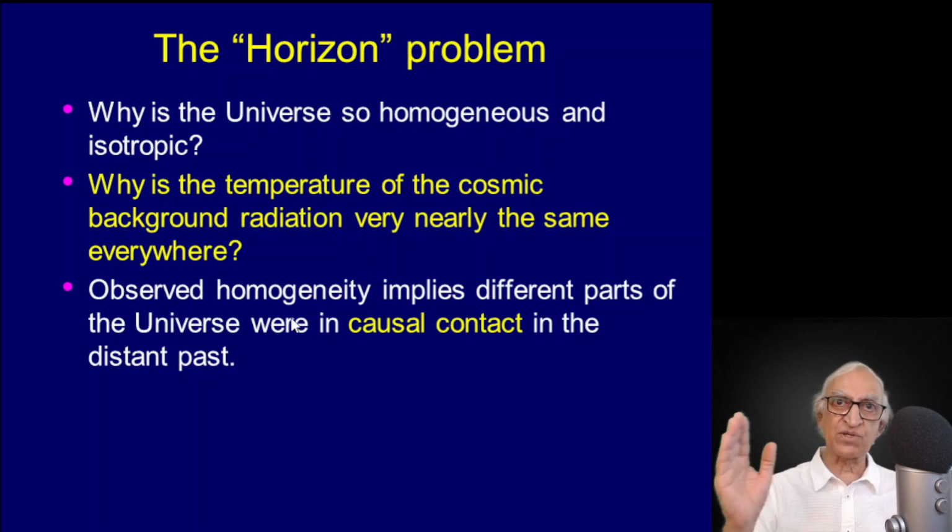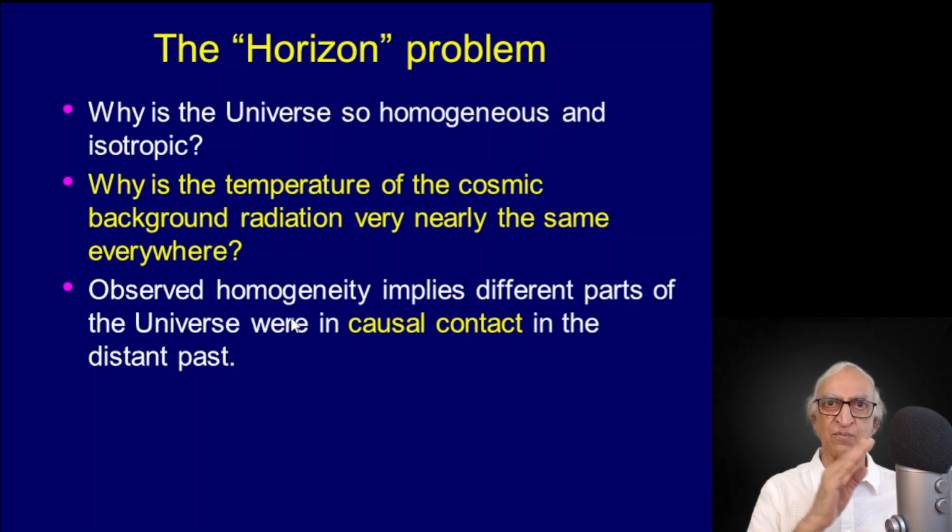The observed homogeneity of the cosmic microwave background temperature all over the sky implies that different parts of the universe were in causal contact in the distant past. They must have exchanged information, come to thermodynamic equilibrium so that the temperature will be the same everywhere, according to the zeroth law of thermodynamics. Of course, we cannot see beyond when the universe was roughly 300,000 years old, the time of the last scattering or the time of recombination that I introduced to you in the earlier lectures. So why was the universe so homogeneous and isotropic at the time of recombination, when the universe was 300,000 years old?